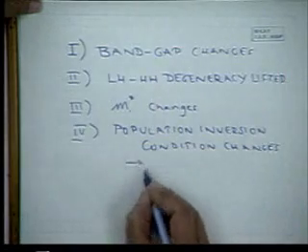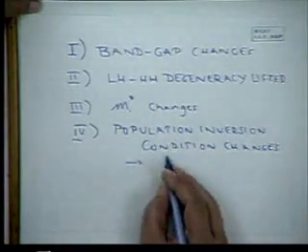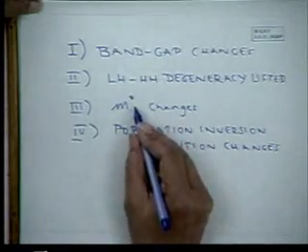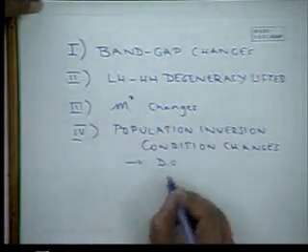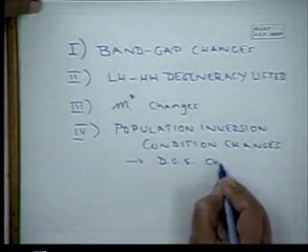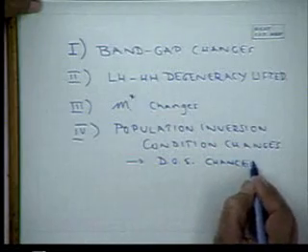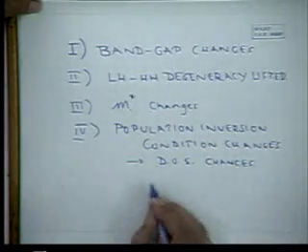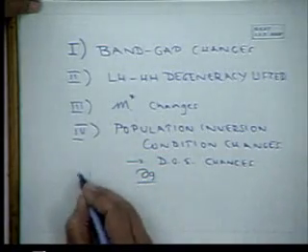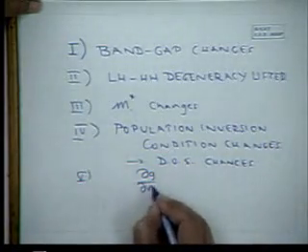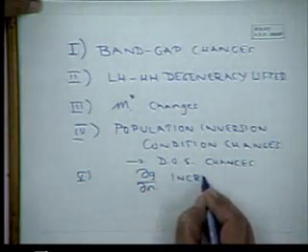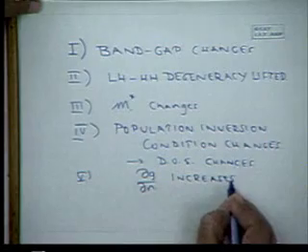Why? Because this is connected with the density of states. The effective mass change determines the density of states, and the population inversion condition is also determined by density of states. So the density of states as a function of energy changes, and we have, I think, delta G delta N, the differential gain, increases.